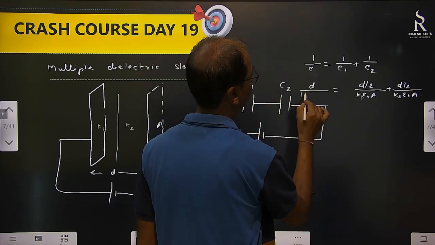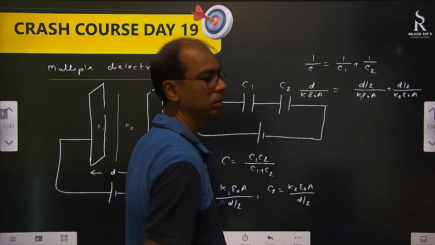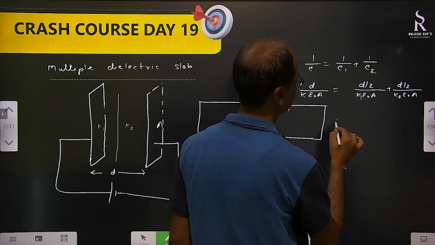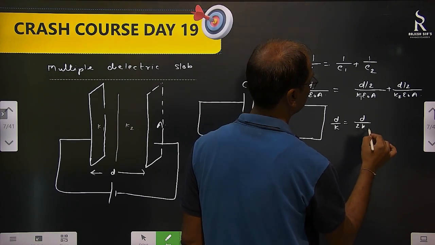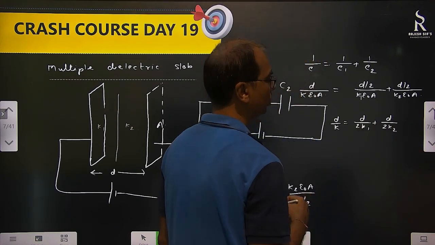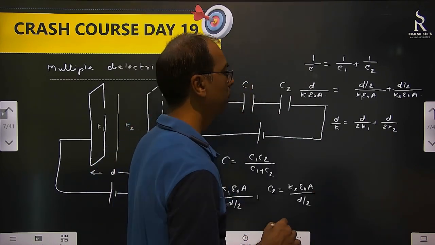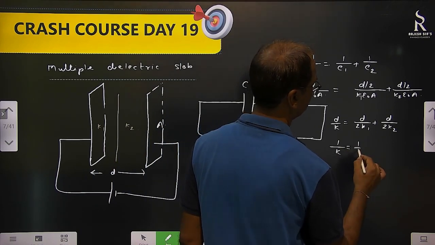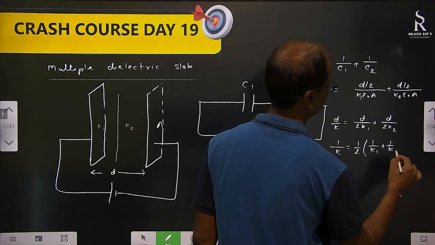D by K is effective epsilon naught A. So what are we going to get? Epsilon naught A we can cancel. So D by K equal to D by 2K1 plus D by 2K2. This D is also going to cancel. So what you will be getting is 1 by K equal to 1 by 2, you take here, 1 by K1 plus 1 by K2.